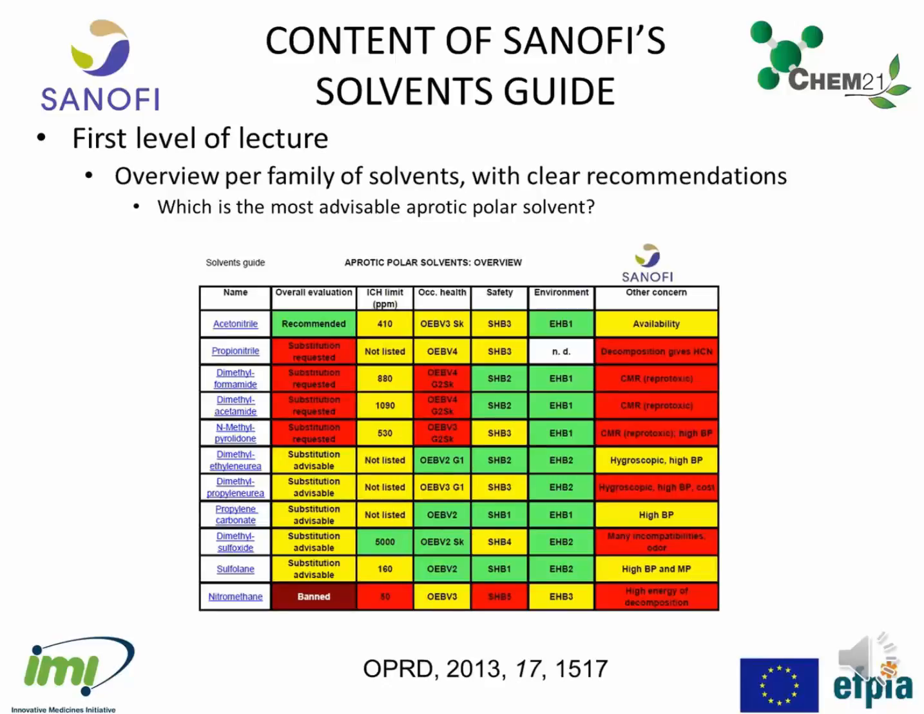The guide offers 3 levels of lecture. The first level is a table overview, which gives for all solvents an overall ranking: recommended, substitution advisable, substitution requested, and even banned. Here, nitromethane for safety reasons. But not only, it also gives the ICH limits, which are very useful for the selection of crystallization solvents, the occupational health level, the safety hazard band, the environment hazard band, and also other industrial constraints. Note that all CMR solvents of category 1A or 1B are ranked at least as substitution requested, which is consistent with the European regulation.